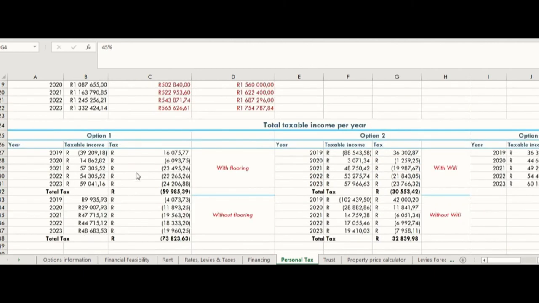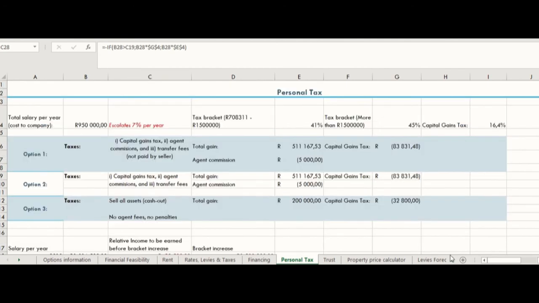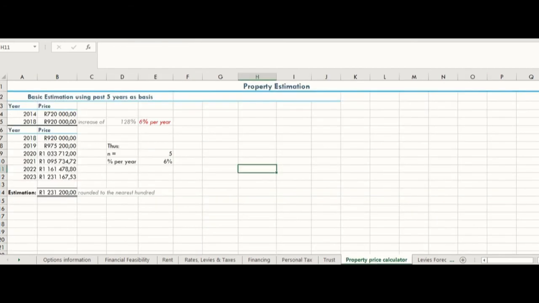Using these values and the taxable income from each option, we can then find the tax that needs to be paid every year. This tax I will then pay at the end of each and every year. The capital gain tax has also been calculated here, and this will be subtracted from the cash flow when the apartment is sold. Just quickly, by going to the property price calculator, I calculated what the property will be worth in 5 years' time. This is a simple calculation based on an assumption that the property price in that area will grow by 6% per year for the next 5 years.